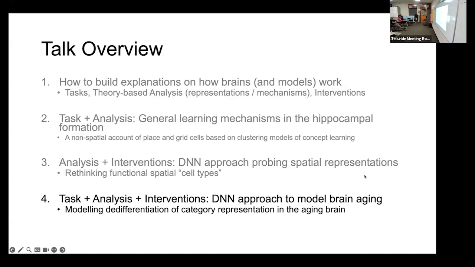I was curious if the clustering account of grid cells accounted for multi-scale grid cells and the kind of ratios that are observed between these different scales in neuroscience. Yeah, no, it's a good question. So the model can capture that, but not naturally, right?